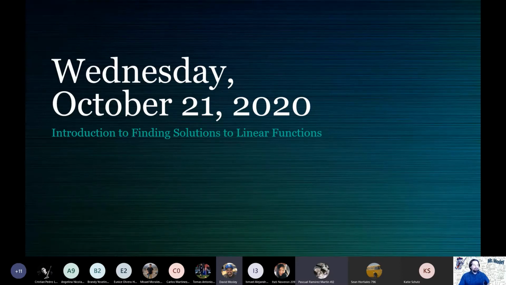All right. So it is Wednesday, October 21st, 2020. We will be introducing finding solutions to linear functions. All right. That is what we're jumping into.